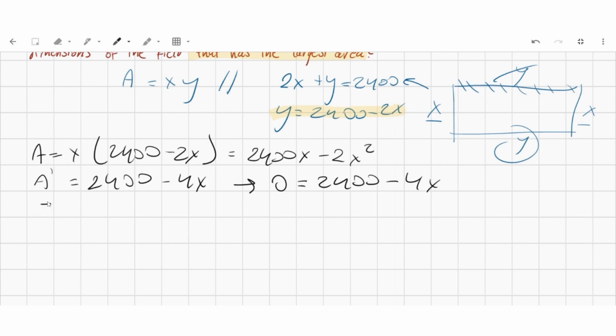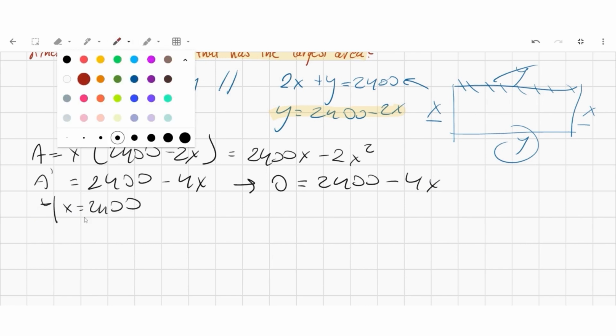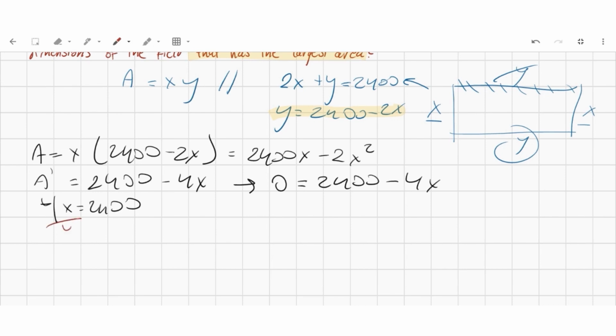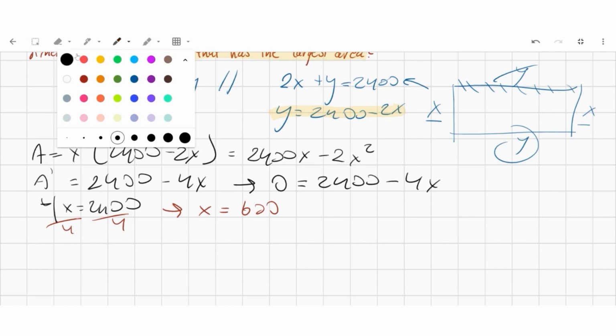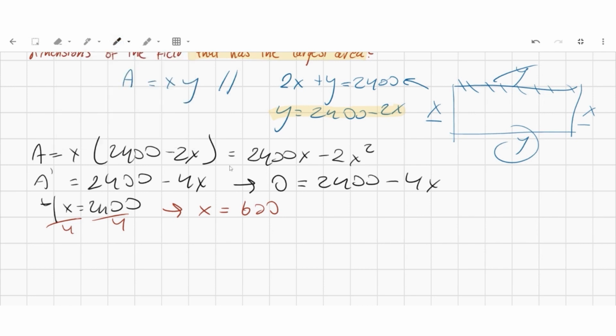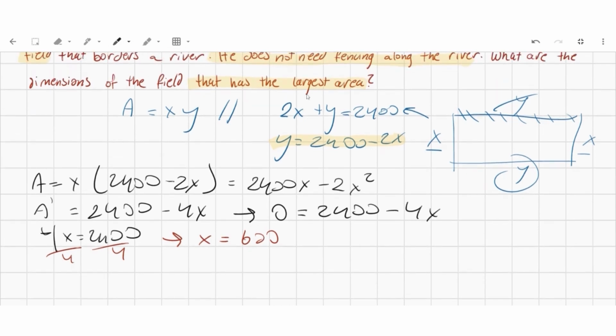So 4x is equal to 2,400, and then we will be dividing both sides by 4, which leaves us with x is equal to 600. You can just plug this into the calculator and get the same values. It's okay. All right. Now that we have this, let's prove that we're getting the largest area.